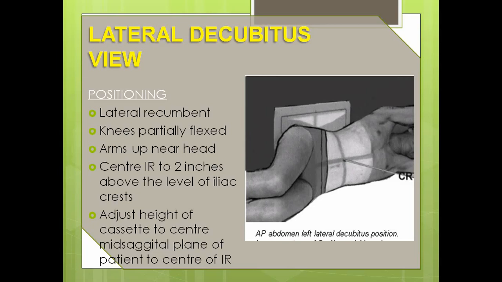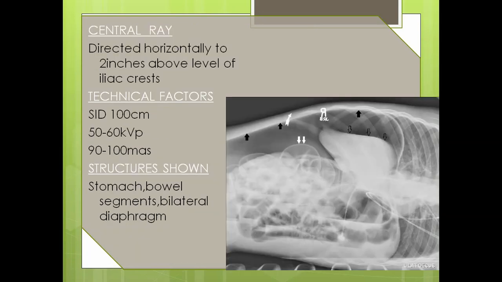So where is the centering ray? That's 2 inches above the iliac crest, between the two iliac crests. Adjust the height of the cassette so that the mid sagittal plane is perpendicular to the cassette and the center also. That is necessary when taking the patient in a decubitus view. Then what are the technical factors? SID, or FFD, is 100 centimeters, 50 to 60 kVp, and 90 to 100 mAs will be given for an adult patient.